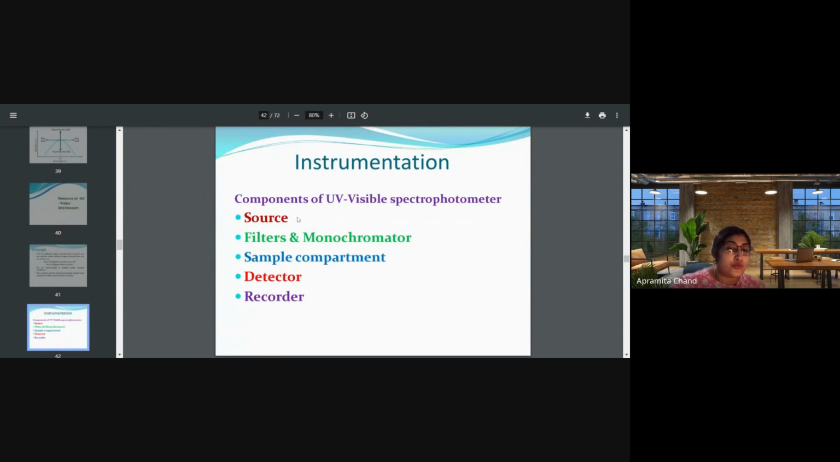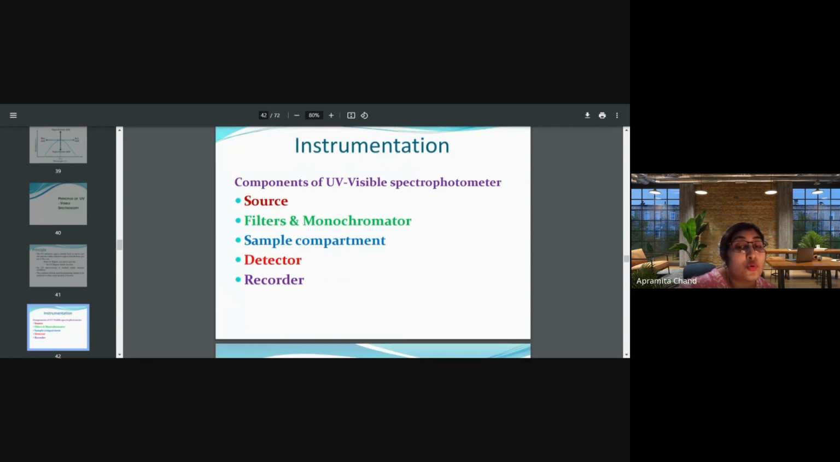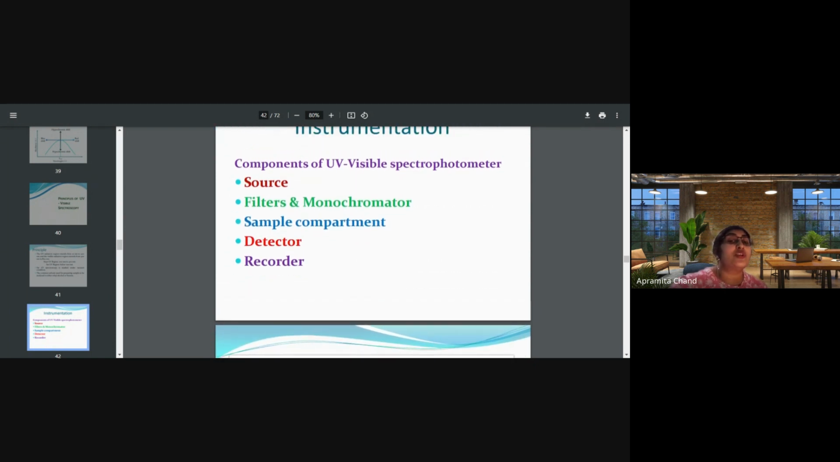So you have a source. In any spectrophotometer, you will have a source, you will have a sample compartment, you will have a detector, you have a recorder. This is very basic. So even if you don't have any idea and if you're just writing, you will write these 5 components for sure. You must have a source, you must have a filter, you must have a sample compartment, a detector, and a recorder. But the sources, the detectors, the kind of sample compartments, these will differ from spectrophotometer to spectrophotometer depending on which radiation you are seeing.